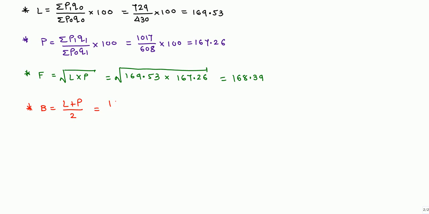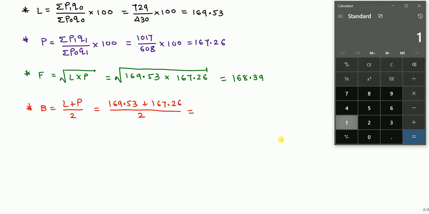That is 169.53 plus 167.26 divided by 2, and it is equal to 169.53 plus 167.26 divided by 2.